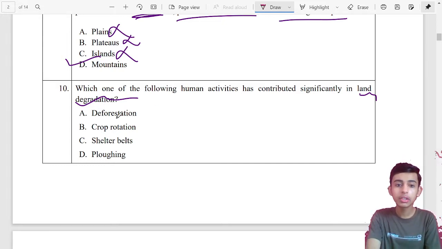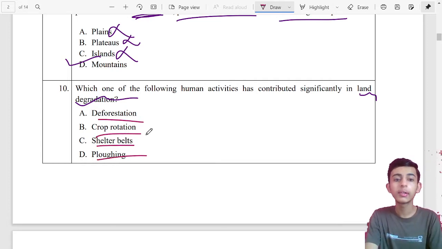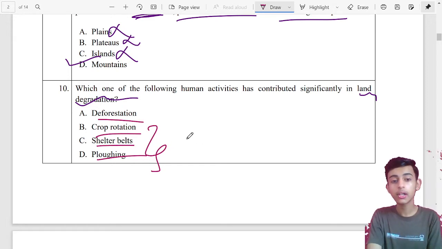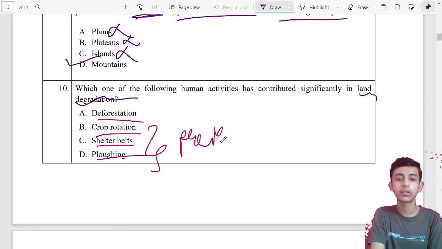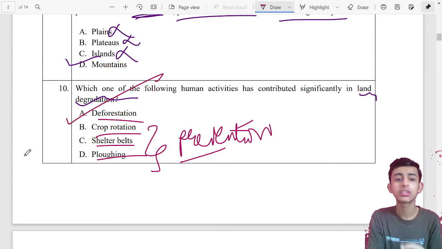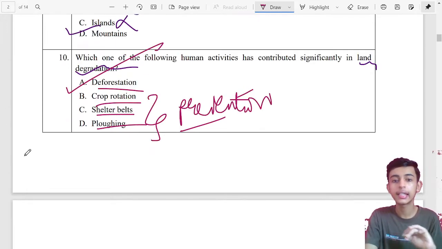So is it deforestation, crop rotation, shelter belts, plowing? You are able to understand this is something which is used. These three options are used for the management or for preventing land degradation, for the prevention of it. So your answer becomes deforestation. Because of deforestation, land is getting degraded.